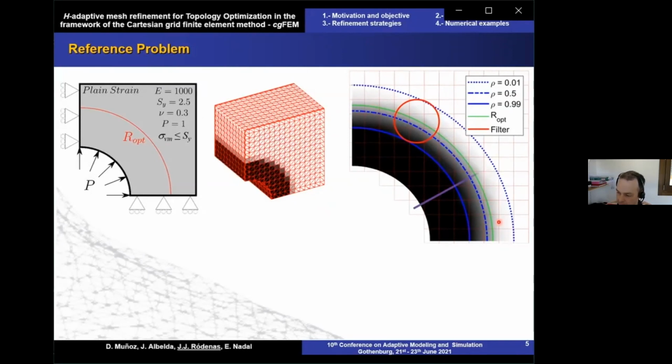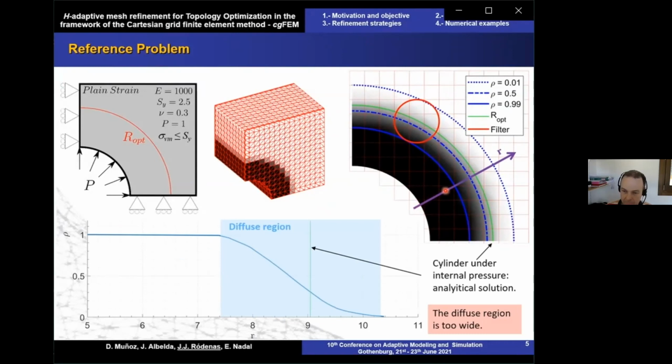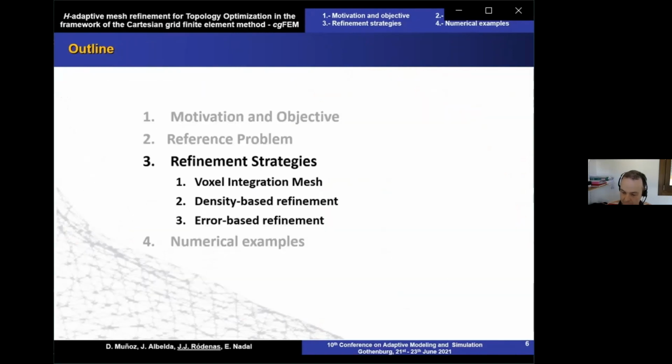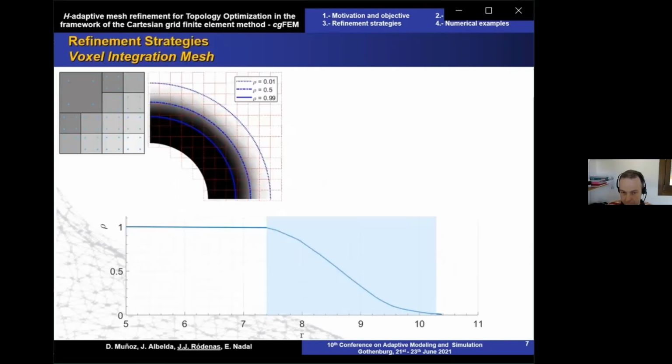So if we represent the relative density along one of the radii, we obtain this curve. Here we have the optimal analytical radius, and we see that the external boundary is defined in a wide region, too wide. Then we are going to propose 3 different refinement strategies to solve this problem. We are first going to present a voxel integration strategy, then a density-based refinement, and an error-based refinement strategy.